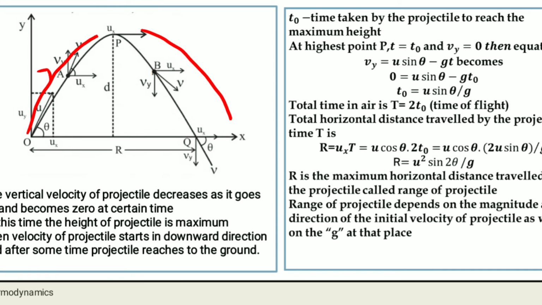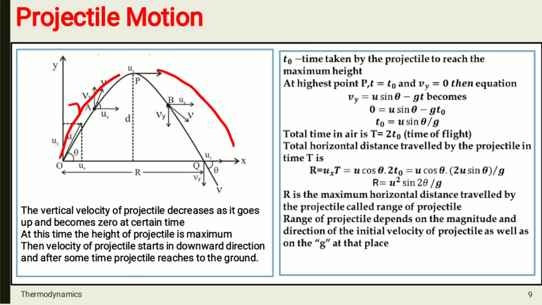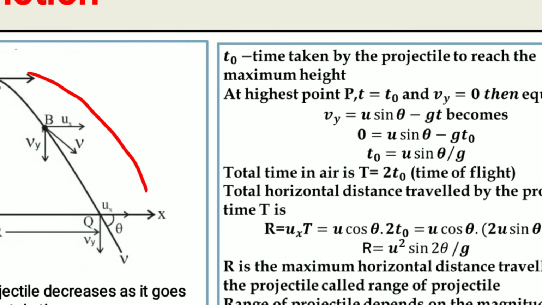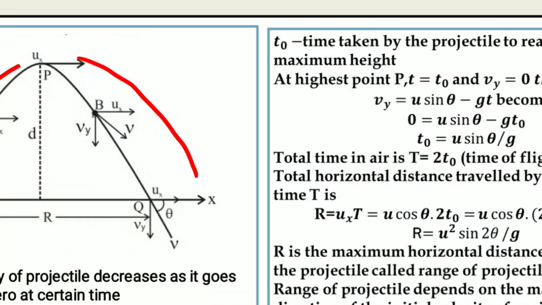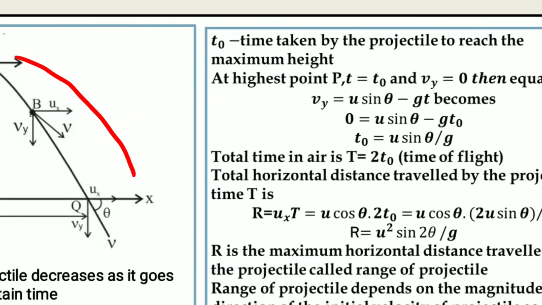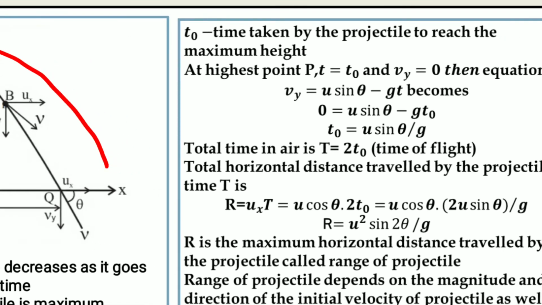So here, what is T0? T0 is the time taken by the projectile to reach the maximum height. Means in time T0, the projectile is reaching the maximum height. So at highest point P, t is equal to what? T0, and Vy is equal to 0. Why is Vy equal to 0? Because after point P, the projectile is coming down. That object will come down when its velocity is 0. So Vy is equal to 0.